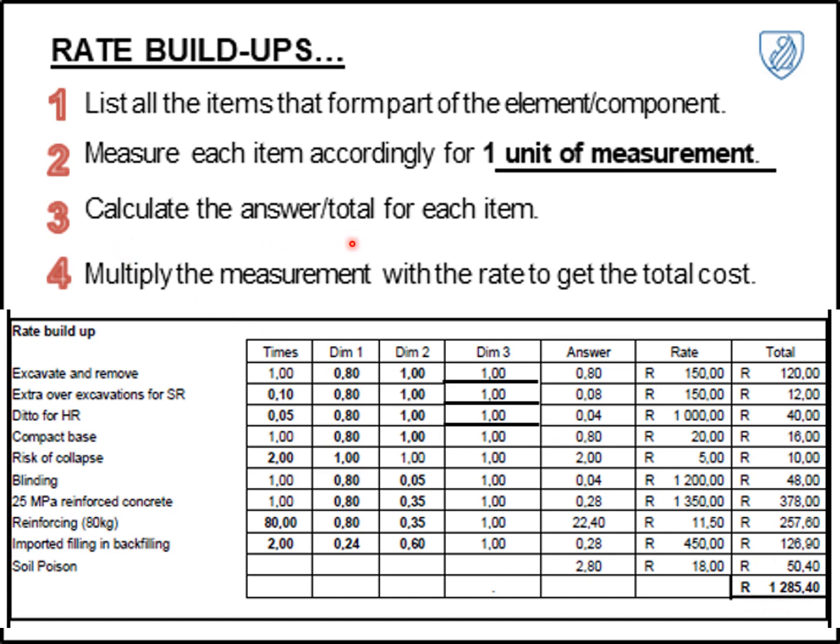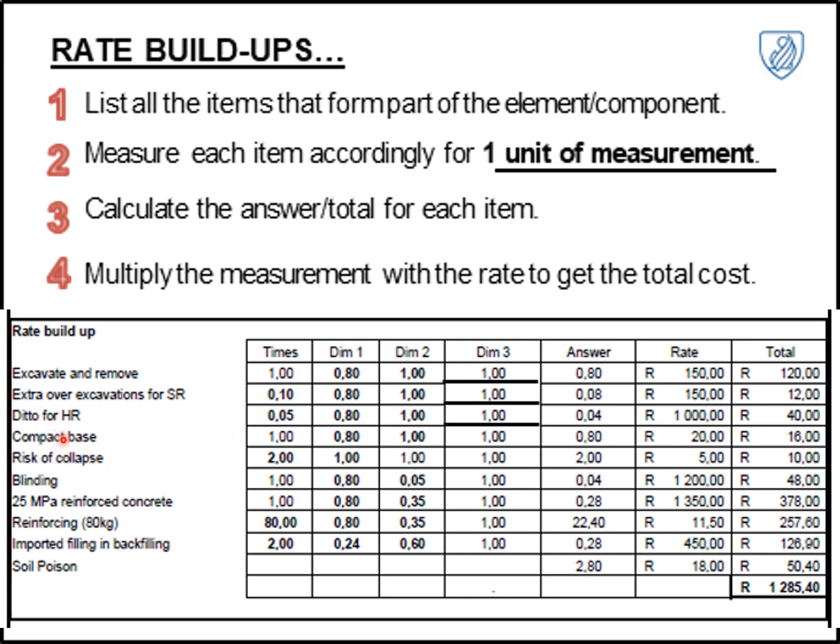So calculate the answer in total, and then multiply the measurement with the rate to get the total cost. The main thing is what you need to look at. You've got your timesing, we'll get into that just now, and then we've got our different dimensions. For excavations, you measure it in cubes, so you will populate all three of your dimensions.